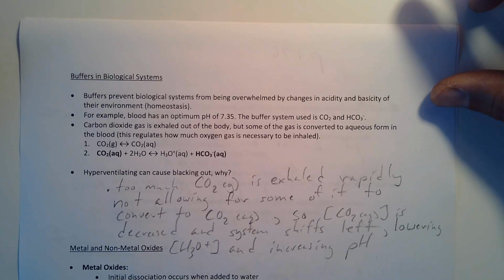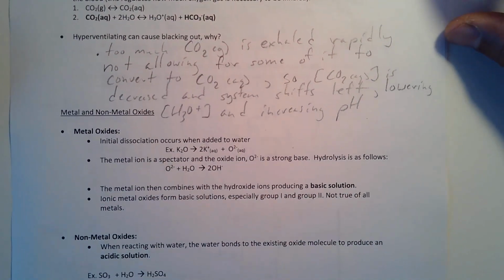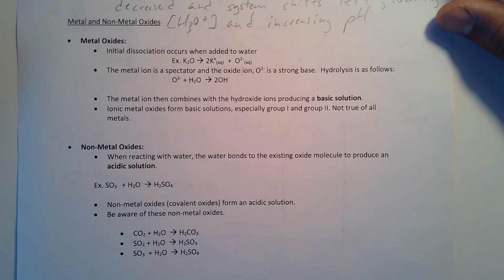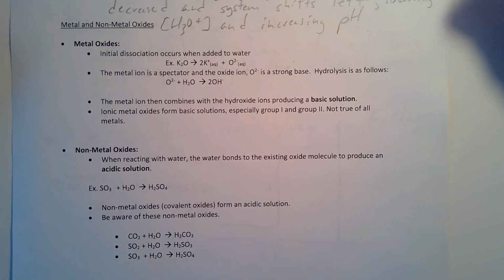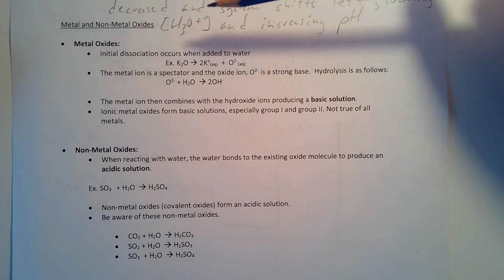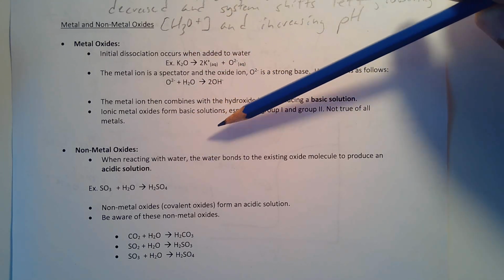Okay, next let's look at metal and non-metal oxides. The relation here to acids and bases is that metal oxides and non-metal oxides both react with water, and basically what you should know is that a metal oxide will react with water to form a base, and a non-metal oxide will react with water to form an acid.